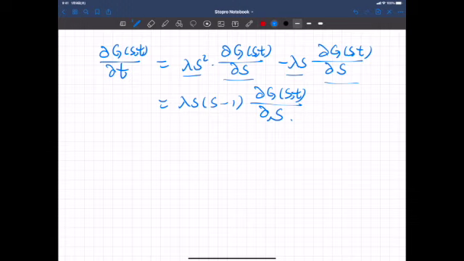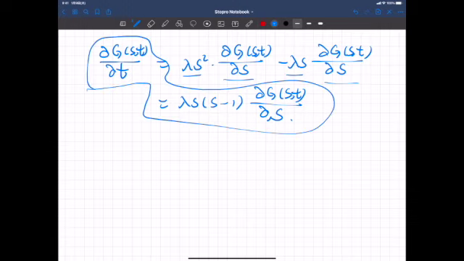So this is a partial differential equation of g with respect to t and s. So all we need to do here is to solve this partial differential equation, the PDE. So let's do it. But to solve this equation, we need to have the initial condition.